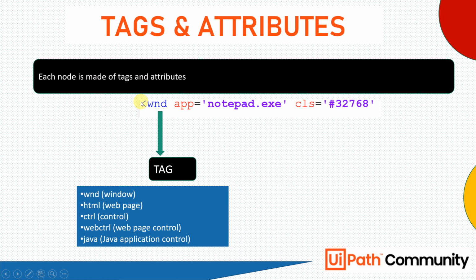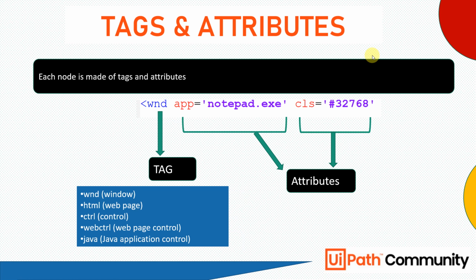So now every line in a selector is called a node. The node is made up of tags and attributes. How the tags differ depends on the type of application you are interacting with in the GUI. Now going to the next part, what are attributes? This is the tag, and everything following the tag are the attributes. So if you try to understand this, we are telling it to open an application where the tag is window, the app name of the application is notepad.exe, and this is the class. So these are the attributes that uniquely identify the element. This is how tags and attributes differ in terms of a selector.